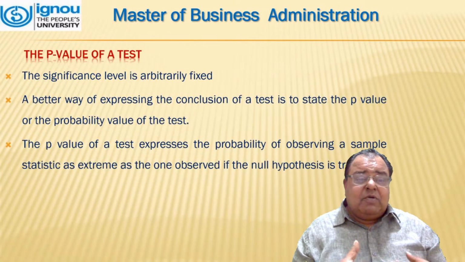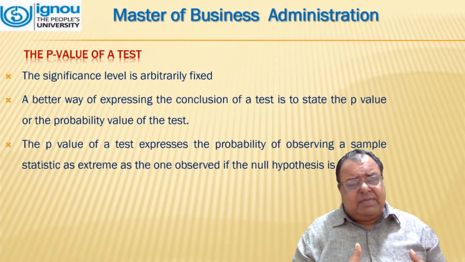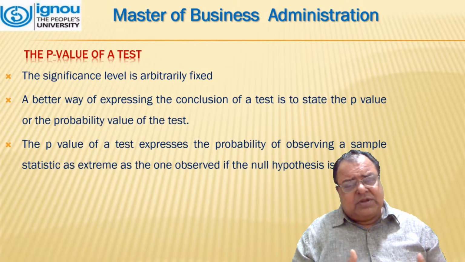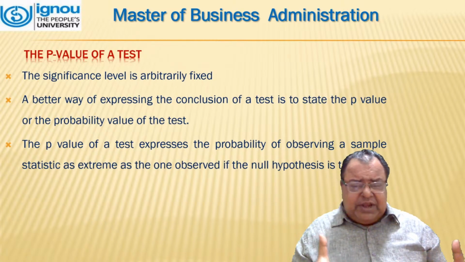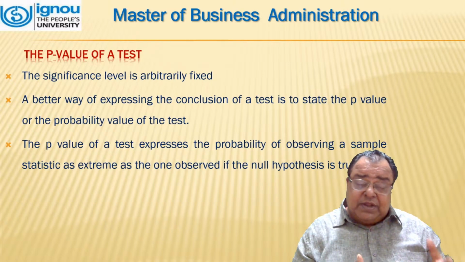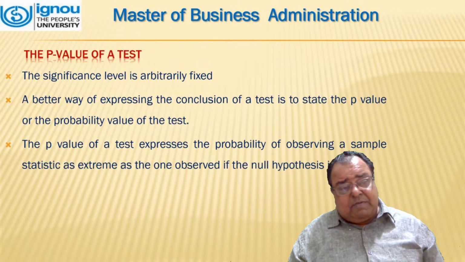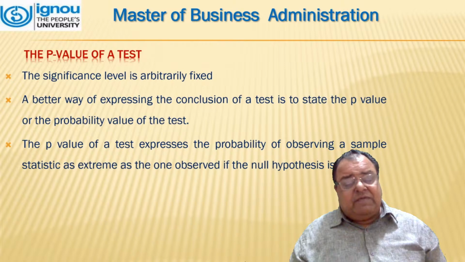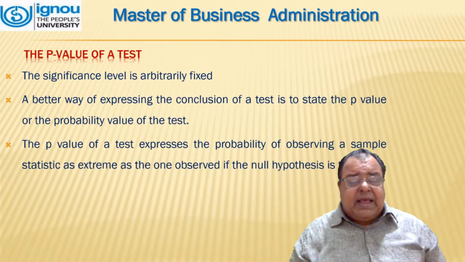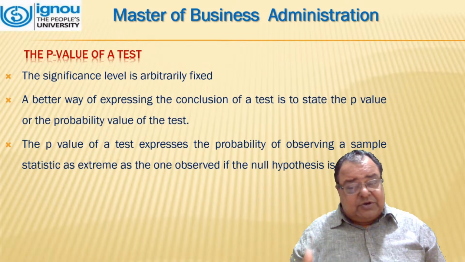The p-value of a test. The significance level is arbitrarily fixed. A better way of expressing the conclusion of a test is to state the p-value, or the probability value, of the test. The p-value of the test expresses the probability of observing a sample statistic as extreme as the one observed if the null hypothesis is true.